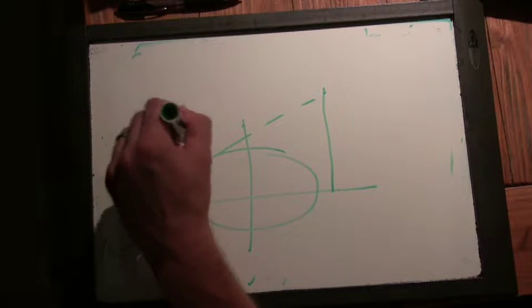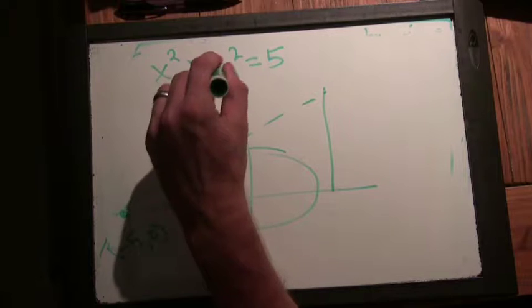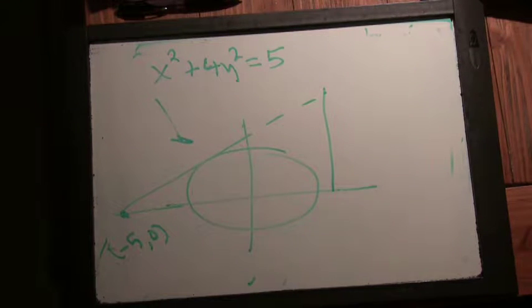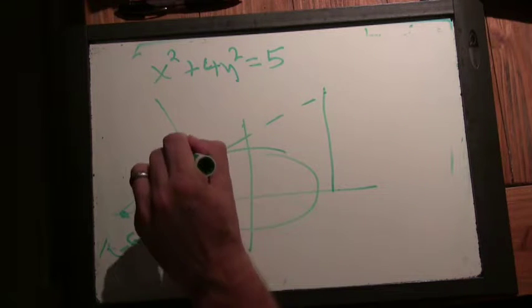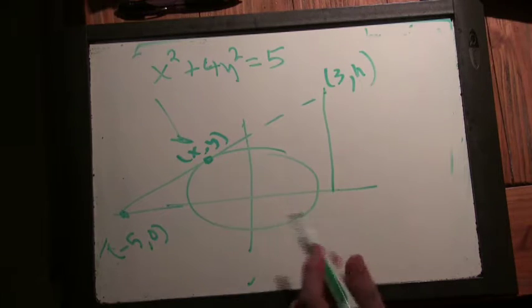And this ellipse was x squared plus 4y squared equals 5. And then you had a random point on here, x, y, where it hit, and I think this was the point 3h.